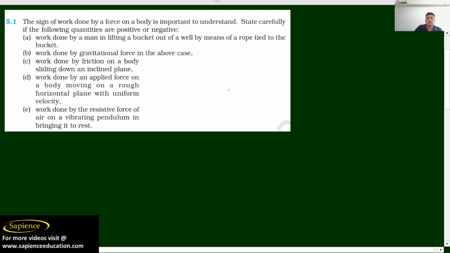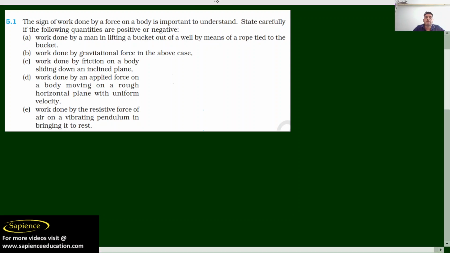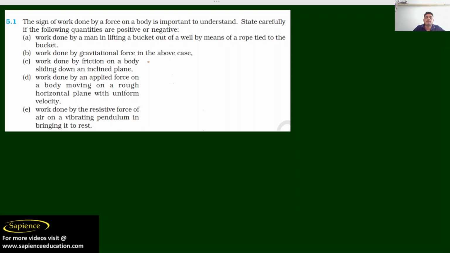Hello guys, I want to solve a problem in 5.1, that is of work, power and energy. In this, they want, see here, the sign of the work done by a force on a body is important to understand. State carefully if the following quantities are positive or negative.